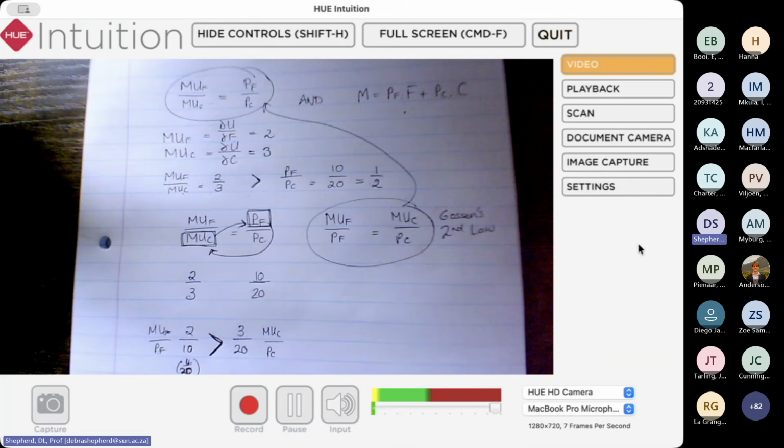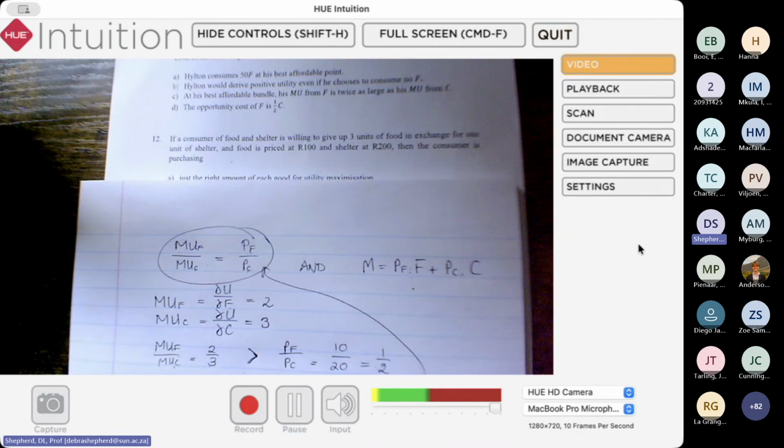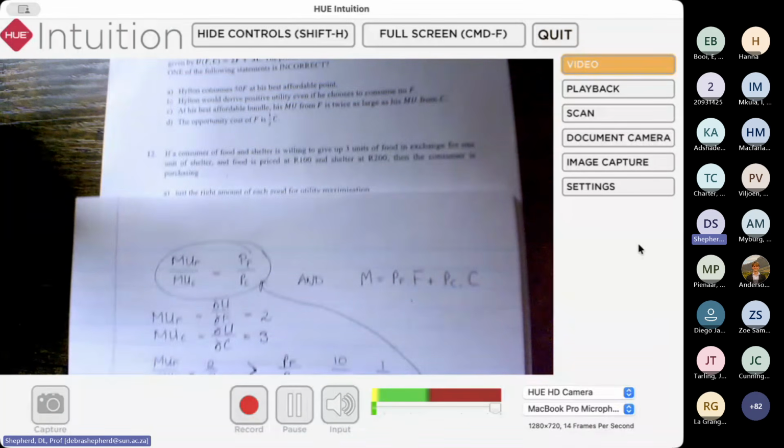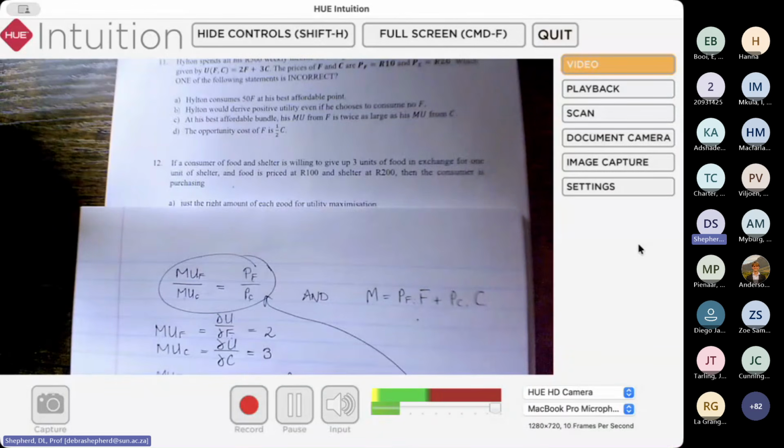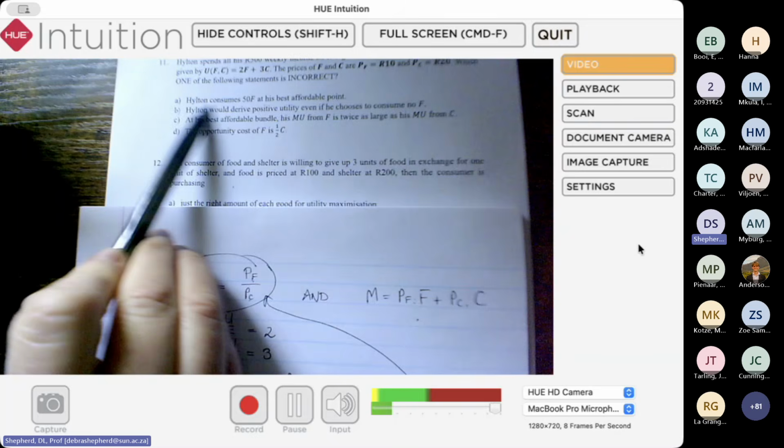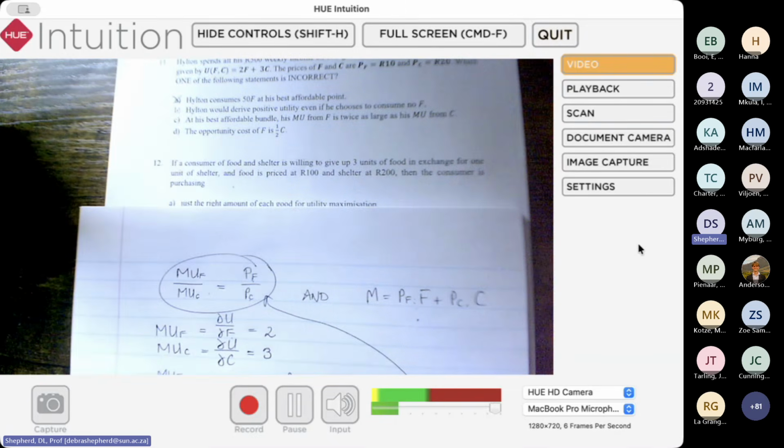So Hilton has 500 Rand to spend each week. F costs 10 Rand, which means he would buy 500 divided by 10 is 50 F. Okay, so this is a whole lot of theory going into proving that A is absolutely true. Hilton does consume 50 F at his best affordable points because Hilton's optimal, rational decision here is to only buy F. So because A is correct, because A is true, it isn't the right answer for this question because we're looking for the incorrect answer here.